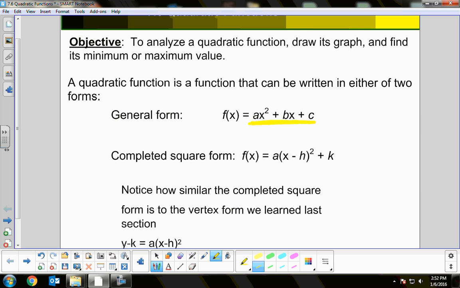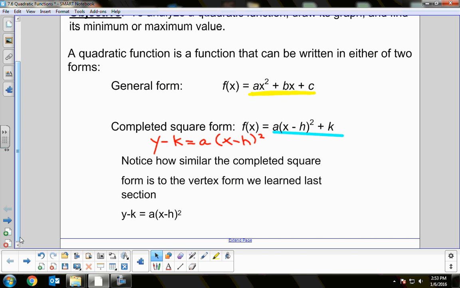Now, if we look at this completed square form right here, we note that it is very, very similar to the vertex form we learned last section. In fact, if I replace the f of x with y and subtract k from both sides, I would have the vertex form that we learned last section in 7.5. So we'll be rehearsing that and learning how to graph from the general form.